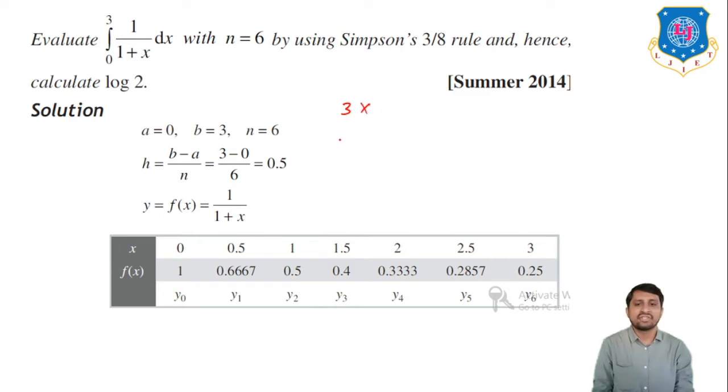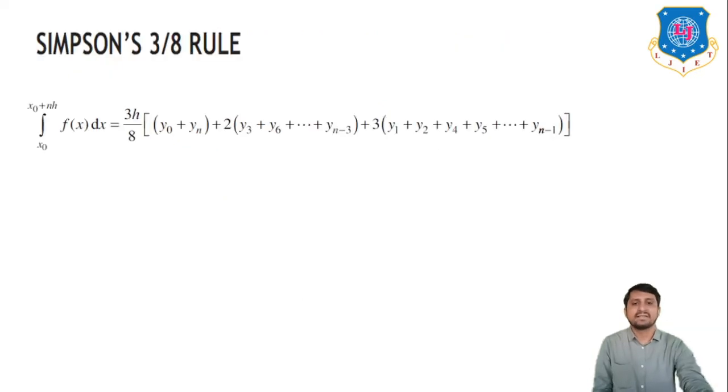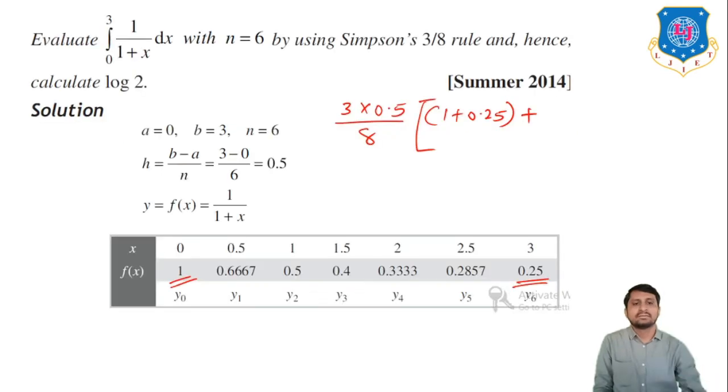What is my h? h is 0.5. So 3 into 0.5 by 8, into y0 plus yn. So 1 plus 0.5, 0.25 plus, see, this is the formula, plus 2 into all y3, y4, y6, y9 and so on.